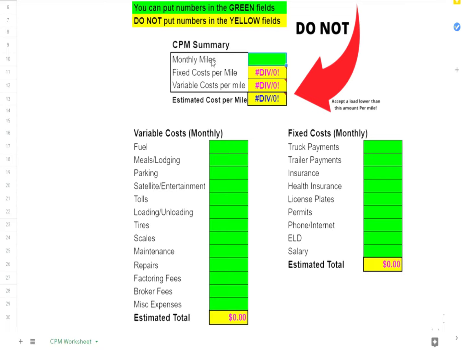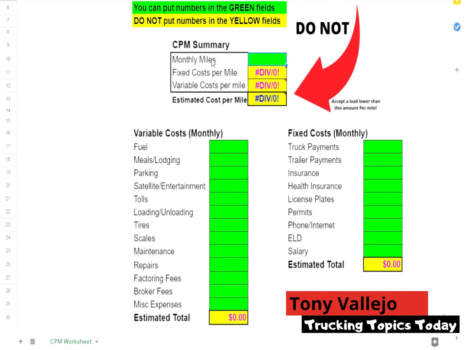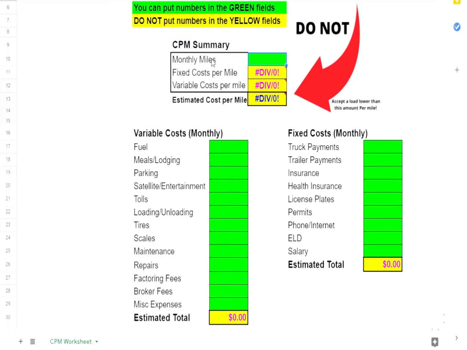Okay, guys, this is the sheet that I used when I was brand new in the business to help me determine whether or not I could take a cheap load, or what was the cheapest load I could take. And again, the only reason why I would take a cheap load is because I either wanted to get into an area from where I was at that had better loads, or to get home. Okay, so that's the only reason.